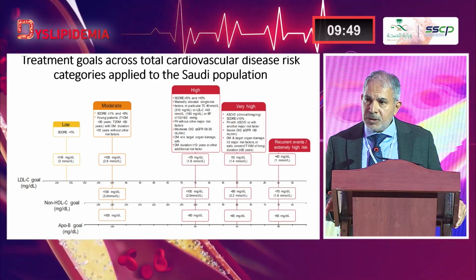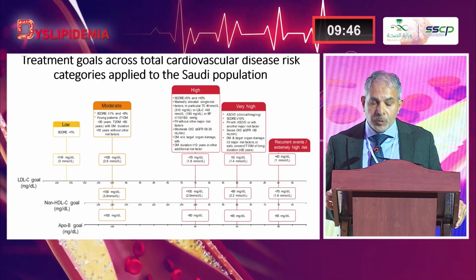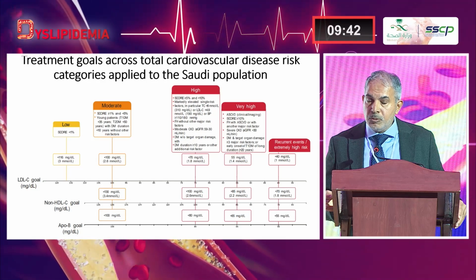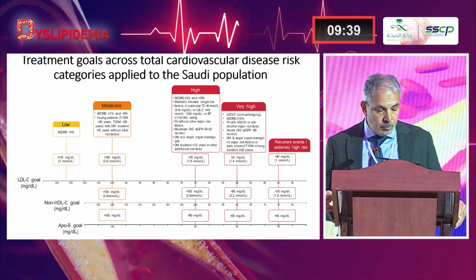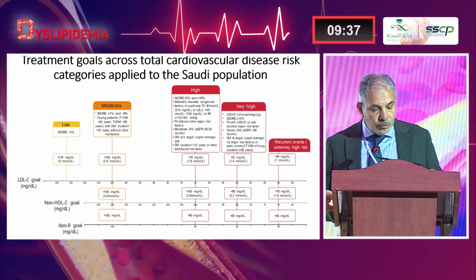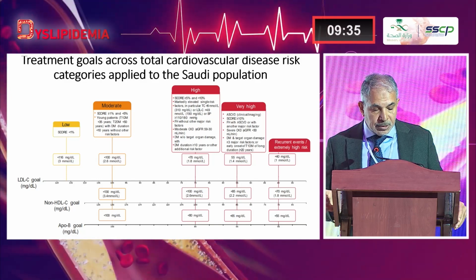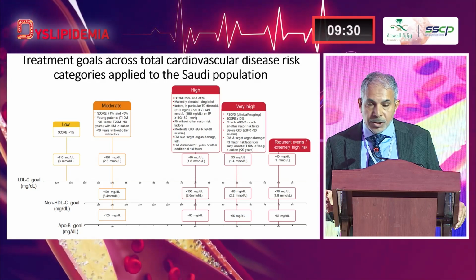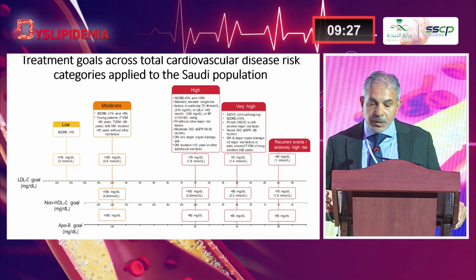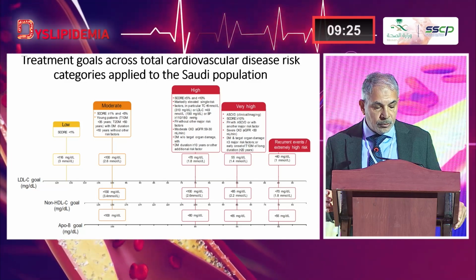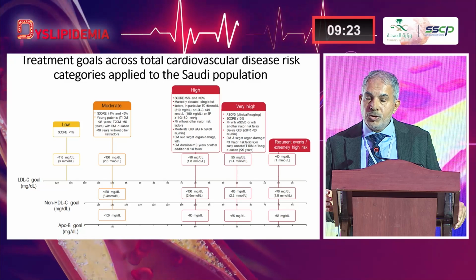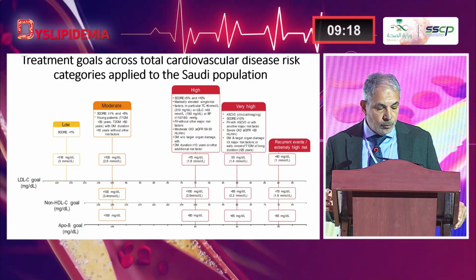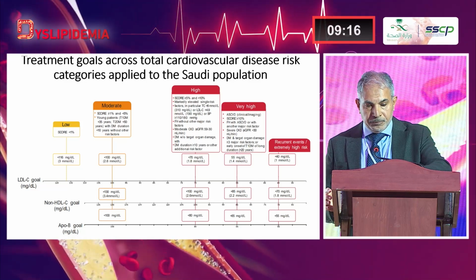And we have given targets for therapy for low-density lipoprotein cholesterol, for non-HDL cholesterol, and for ApoB, for those that do measure ApoB. And therefore, the LDL target for the high-risk individuals currently is that it should be below 70 milligrams per deciliter or 1.8 millimoles, and for the very high-risk individuals, it should be no more than 55 milligrams per deciliter or 1.4 millimoles per liter.